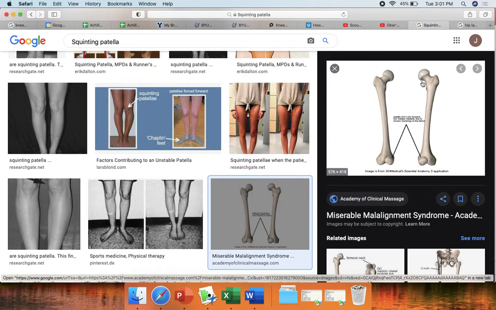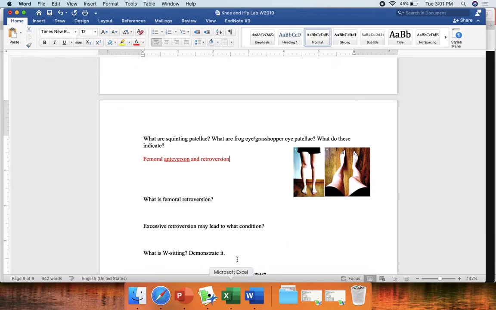Here's another image. When we have this anteversion, those patella are going to be in, kind of looking at you. So the answer to this: what are squinting patella, what are frog eye, grasshopper eye patella, and what do these indicate? It's where the patella either look in or they're up and out, and they give you ideas about femoral anteversion and femoral retroversion.